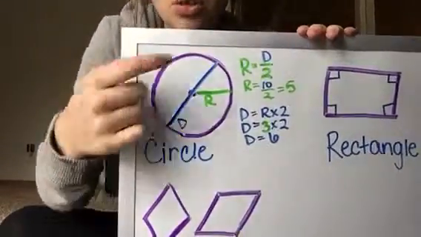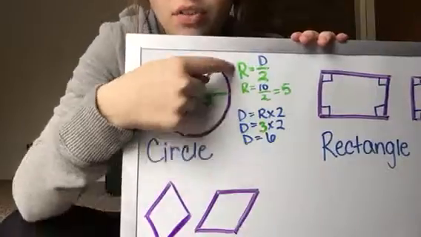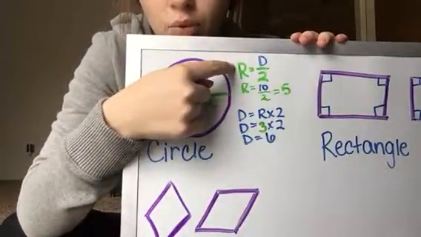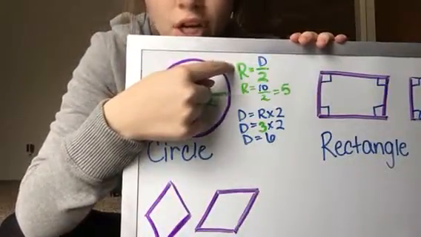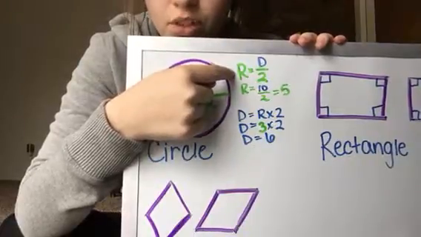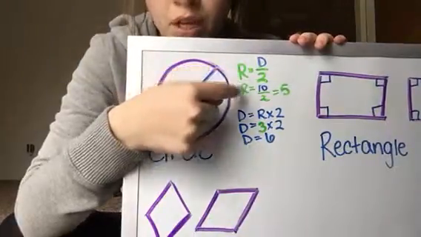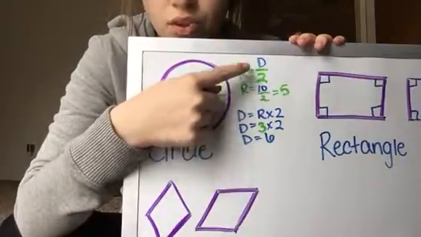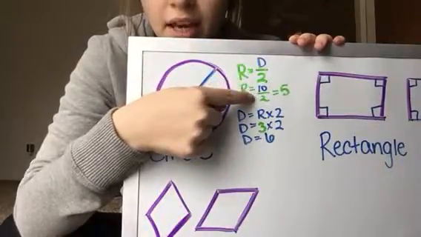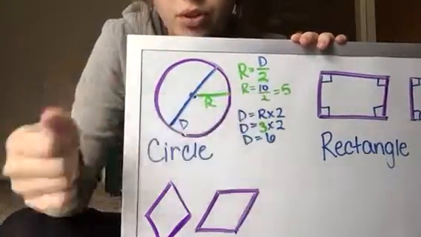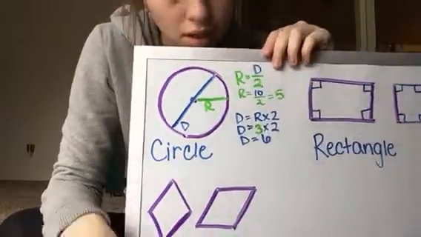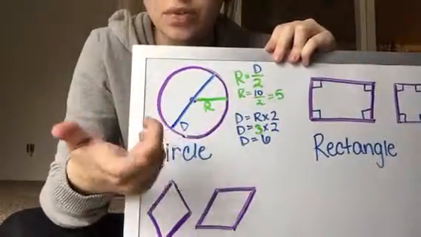For radius, if you were given the diameter and you want to find what the radius of a circle is, you would plug into this equation. So let's say the diameter is 10. So you would plug in 10 for D and get 5 for the radius, because 10 divided by 2 is 5.